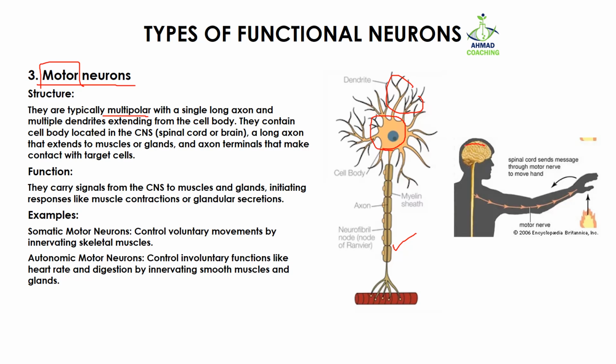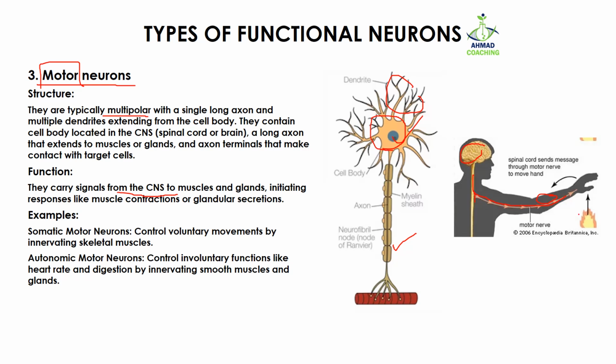It means that in the brain or in the spinal cord, the cell body is present, and their axon extends into the muscles, glands, or axon terminal, so that they can control the movement of muscles or glands or target cells. Their function is to carry the signals from the central nervous system to the muscles or the glands so that they can initiate the response.